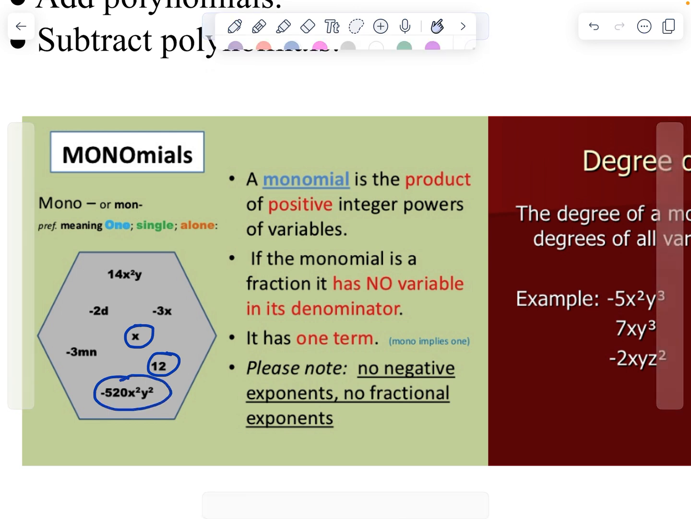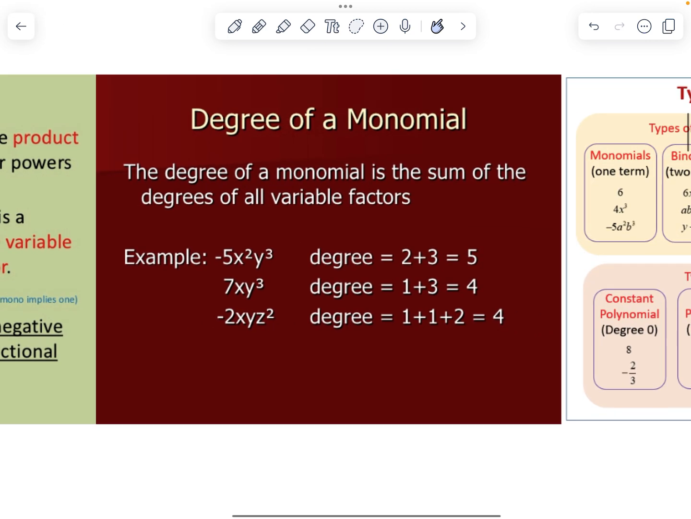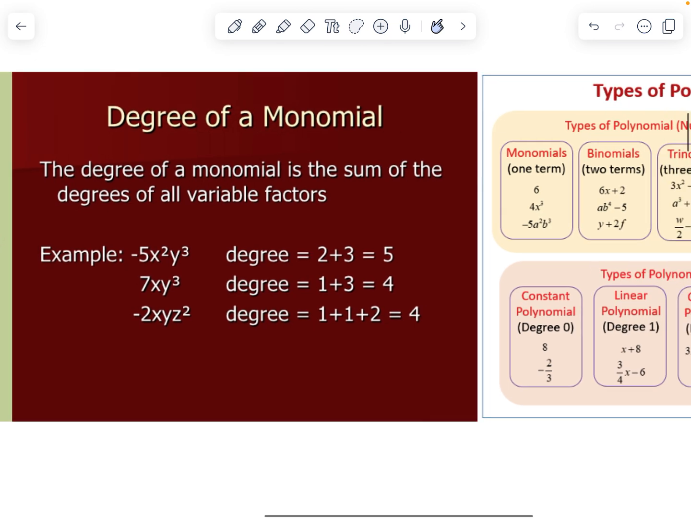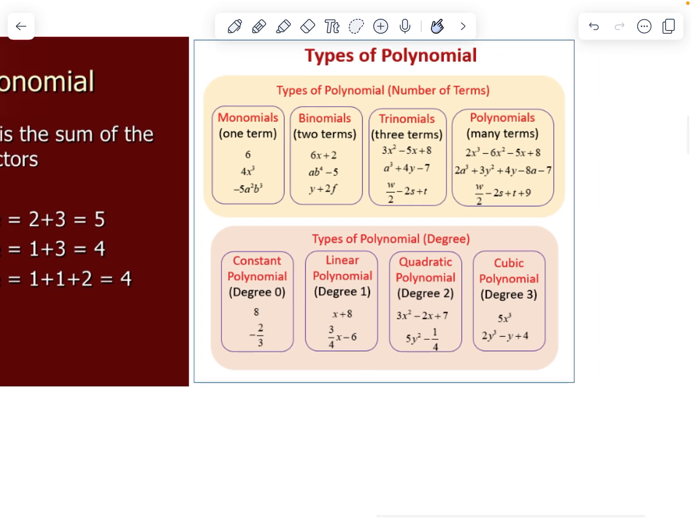When we talk about the degree of a monomial, we add the exponents in that monomial. So 2 plus 3 is 5. So the first one has a degree of 5. When we have names for those degrees, if you have a degree of 0, that is, if you just don't have any variables, that's a constant.